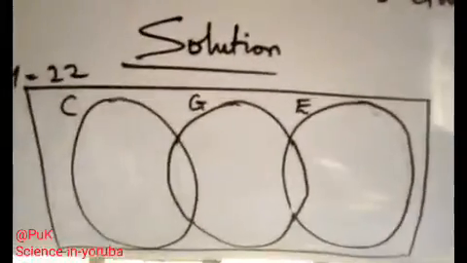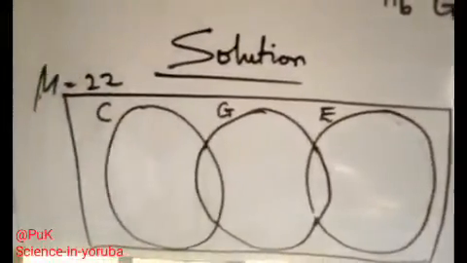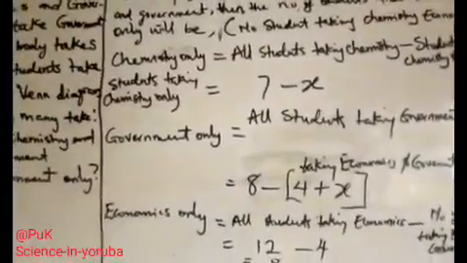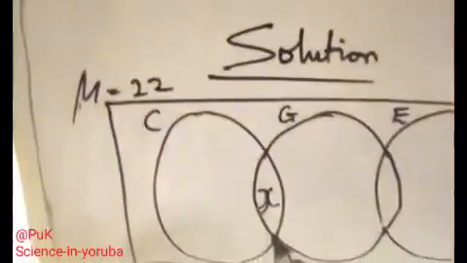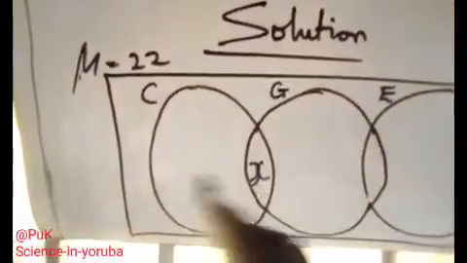Now, how do we go about it? The first thing we should look at is, let's represent the number of students taking chemistry and government. Let X represent the number of students that are taking chemistry and government. So those that are taking chemistry and government, this will be X, right? It will be X because chemistry and government.